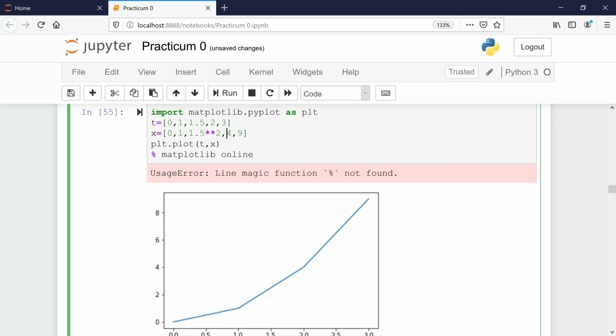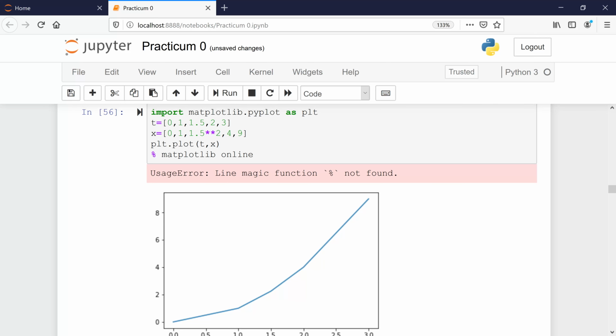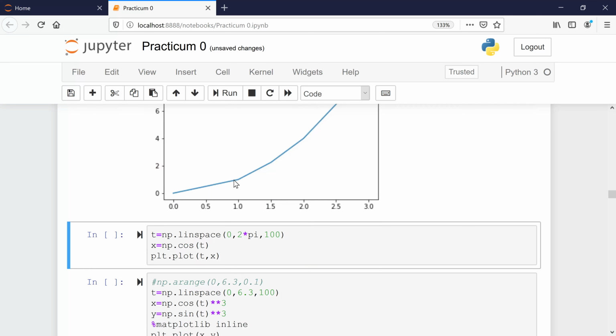Okay, we should get a better figure. Shift enter. It's becoming smoother actually. Okay, so the more points you take, the smoother the figure gets. But 4 points is very little for a good graph.